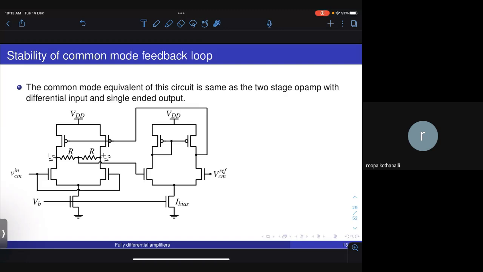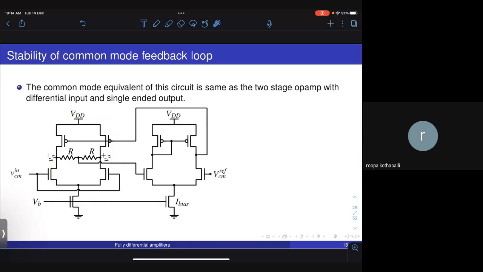So if you look at the common mode equivalent of this feedback loop, essentially what I'm saying is, if you disconnect all the differential inputs and connect only the input common mode to both the transistors, then this amplifier will be exactly the same as the two-stage amplifier that we looked at earlier. A two-stage amplifier in which you have a differential input and a single-ended output.